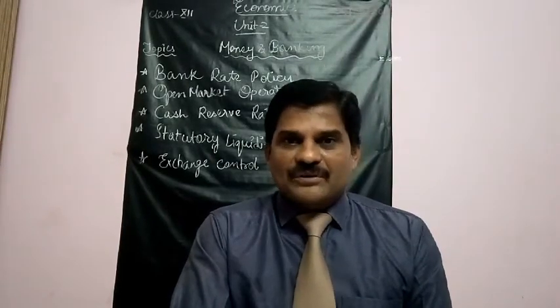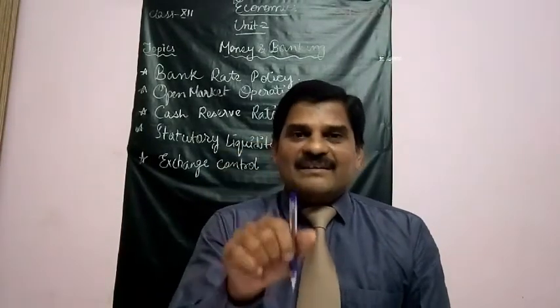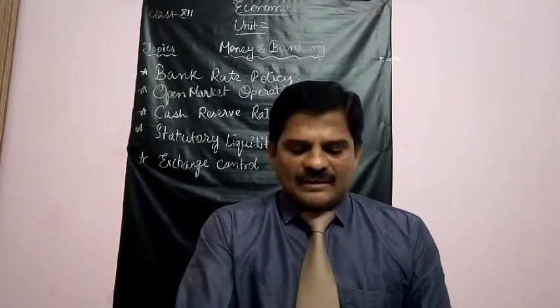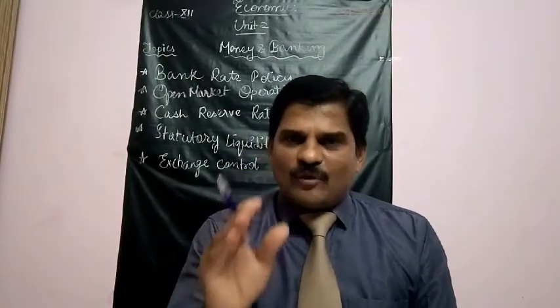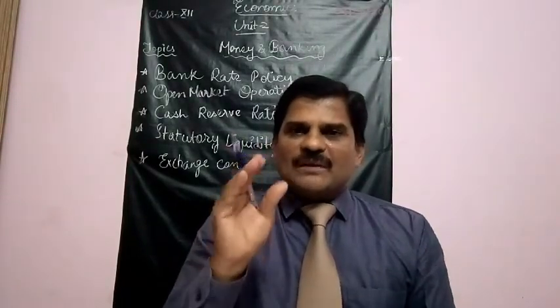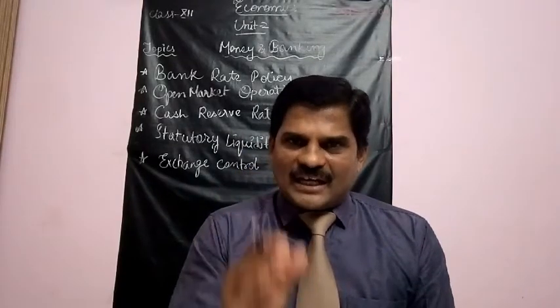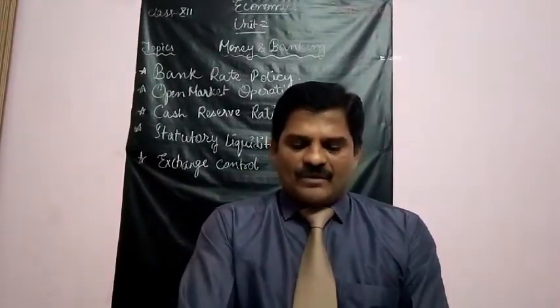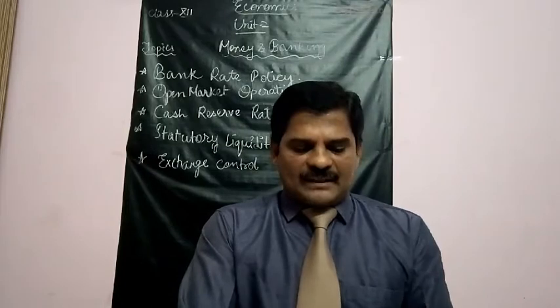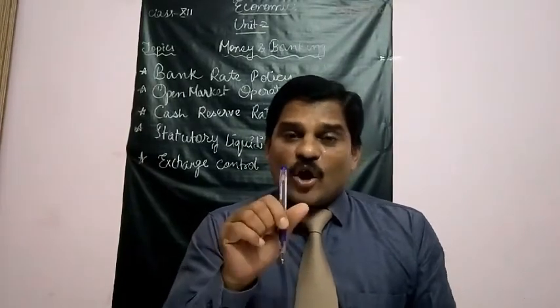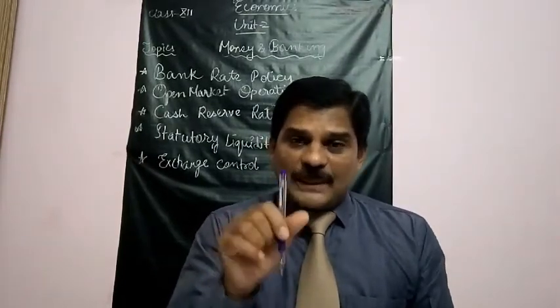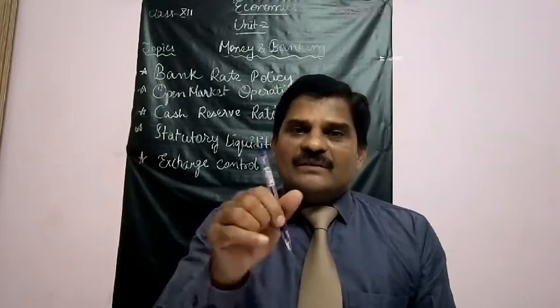This fraction is called the legal reserve ratio, LRR. That much amount which the commercial banks keep with them in the form of cash for daily transactions is fixed by the central bank. Now the question is, how much amount the commercial banks have to keep with them in the form of cash, that is LRR. Who will decide that? That will be decided by the central bank.